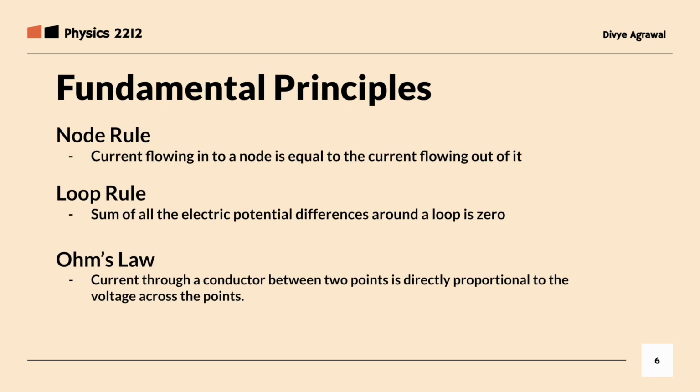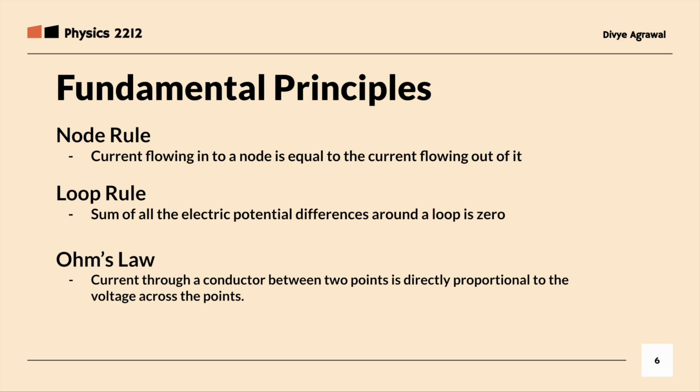Fundamental principles. We use the node rule, the loop rule, and Ohm's law in this lab. The node rule basically states that current flowing into a node is equal to the current flowing out of it. The loop rule shows that the sum of all the electric potential differences around a loop is zero.